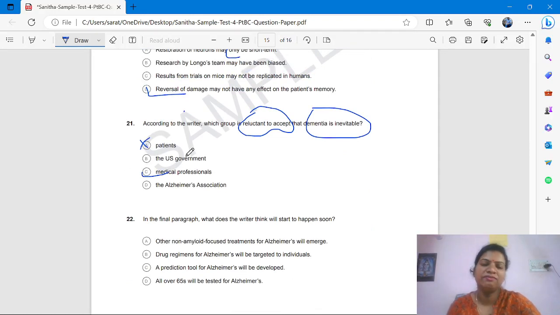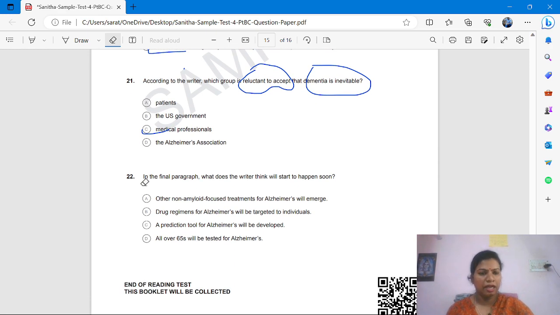So that is the sentence they have given, connecting it with many things. They use connecting words. So we have to understand what it is saying, what it is connected to, and the exact meaning. We have to read the options and text very carefully. Then only we will get the answer. Come to the 22nd question. In the final paragraph, what does the writer think will start to happen?